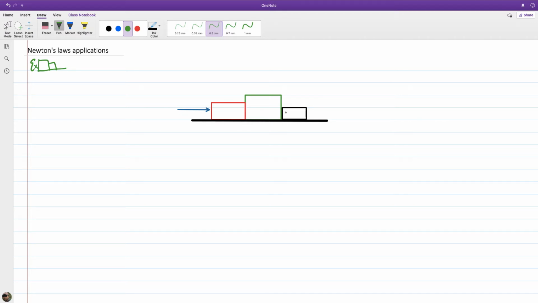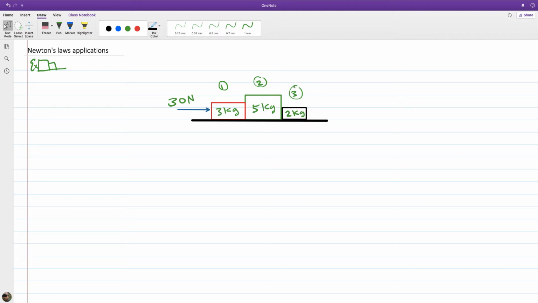So let's say this one has a mass of 2 kilogram. This is 5 kilogram, and this one I'm gonna say 3 kilogram. And there's an external force. I'm going to say 30 Newton that is pushing on this block. I'm going to call this one number 1. I'm going to call this number 2. I'm going to call this number 3.